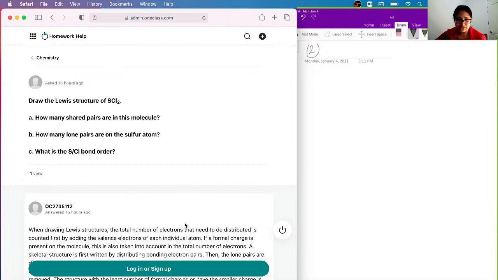Okay, so our next question says, draw the Lewis structure of sulfur chloride, and how many shared pairs are in this molecule, how many lone pairs are on sulfur, and what is the SCl bond order?